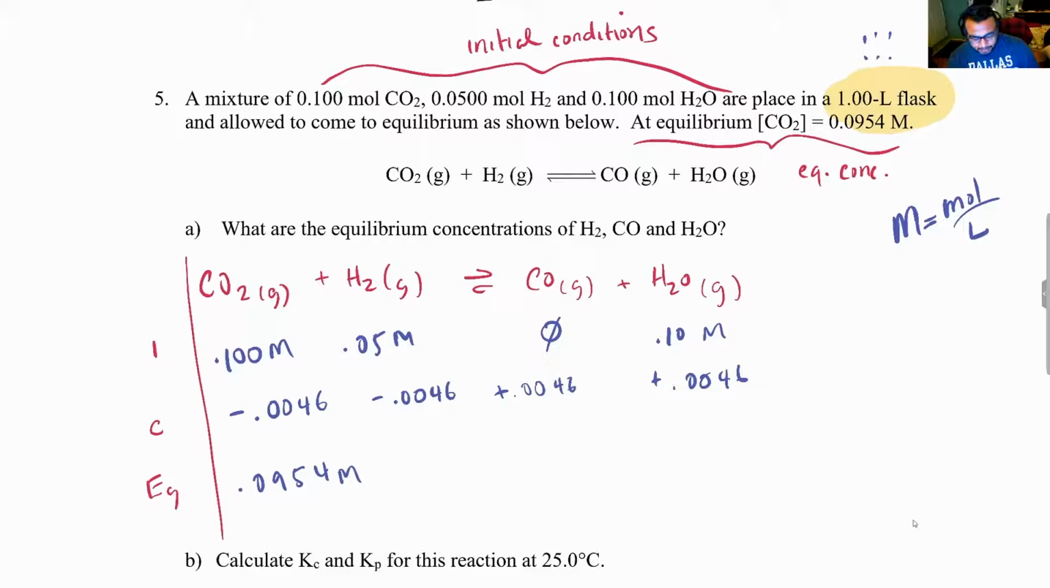So 0.05 plus 0.0046. If you solve for that, you get 0.0546 molar, right? That looks horrible. I'm just going to erase it. And then this will just be 0 plus that, so 0.0046 molar. And 0.1 plus that, so it's 0.1 plus 0.0046. 0.1046. Okay.